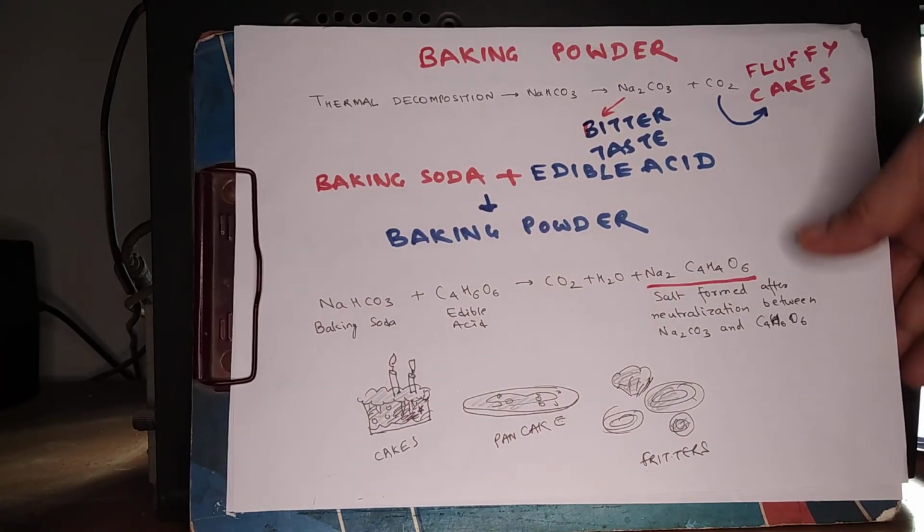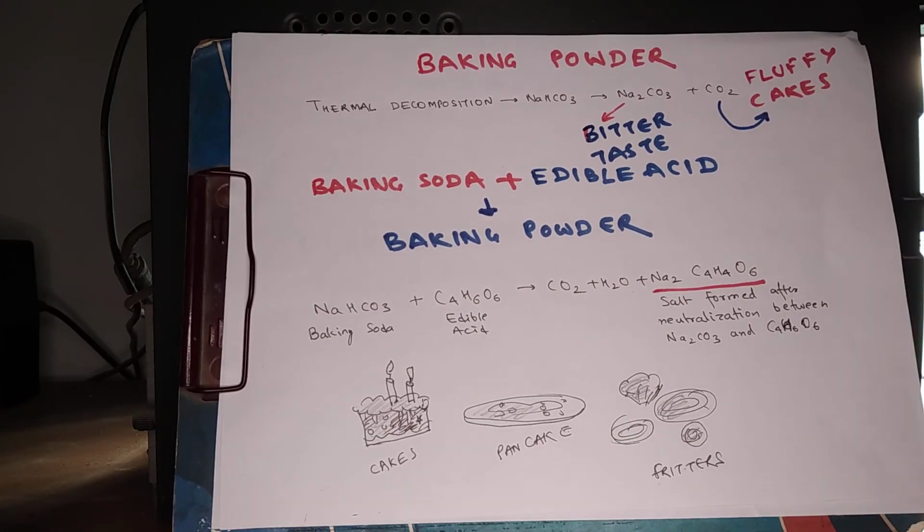Thermal decomposition of baking soda gives carbon dioxide, and carbon dioxide helps in making fluffy cakes, in raising the batter. So when you are making cake or fritters or dosa or any item which becomes fluffy on cooking, people usually add baking powder. The carbon dioxide gas helps in creating bubbles, which make for fluffy cakes. But there is a problem.